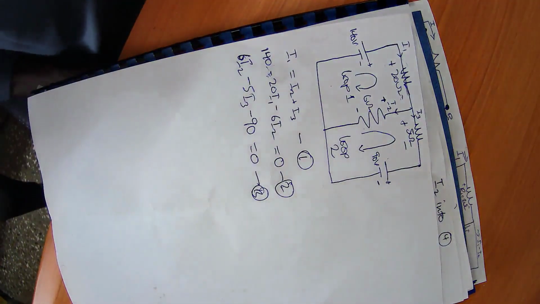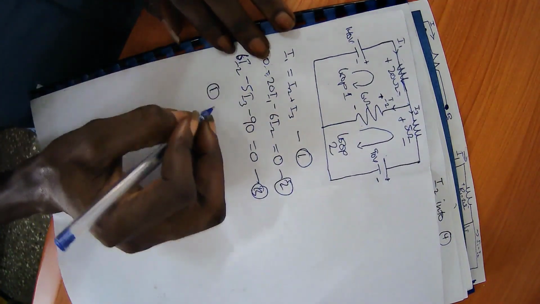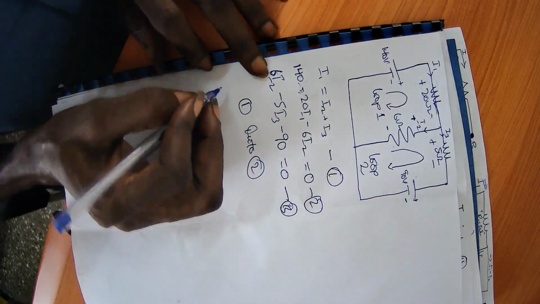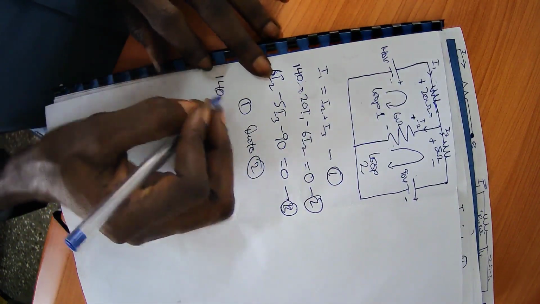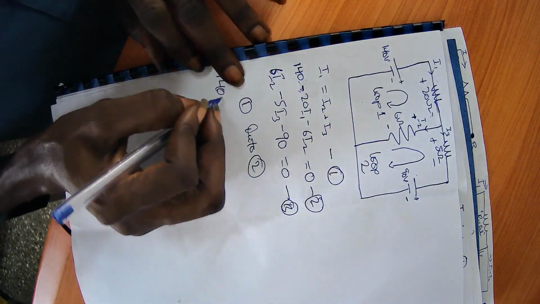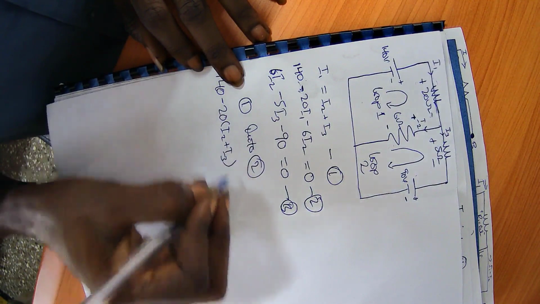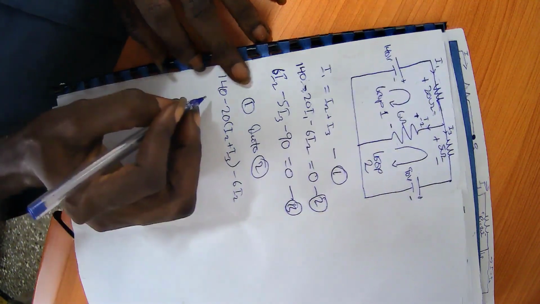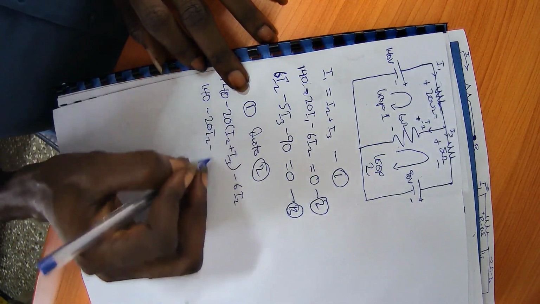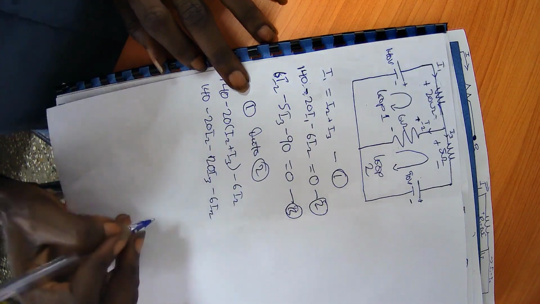Alright, so now let's solve these 3 equations. Let's say equation 1 into 2 as usual. It doesn't matter the way you decide to solve it, your answer will come out to be the same. So 140 minus 20 times I2 plus I3, minus 6 I2. So 140 minus 20 I2 minus 20 I3 minus 6 I2.